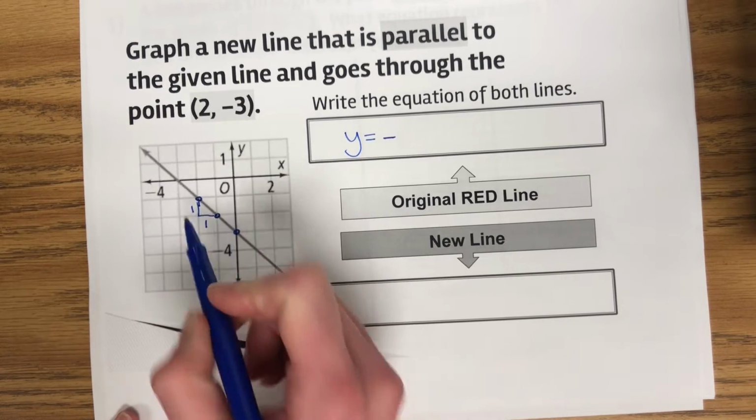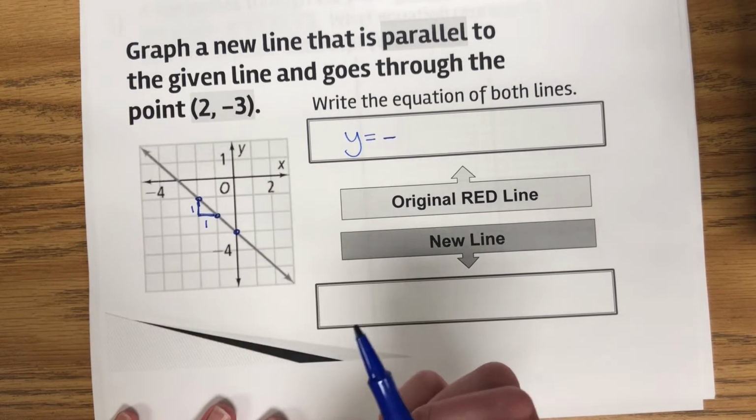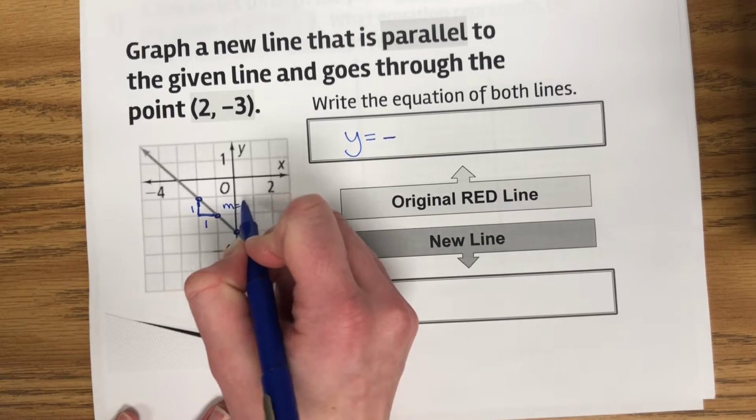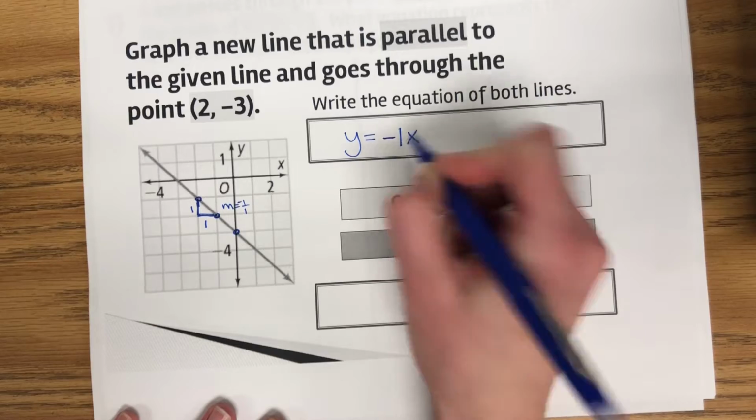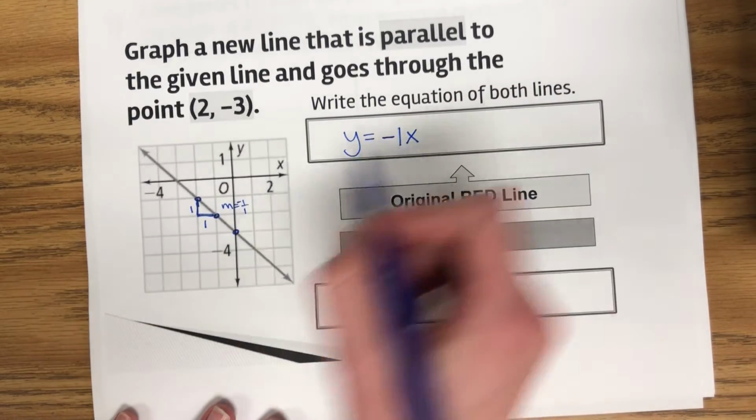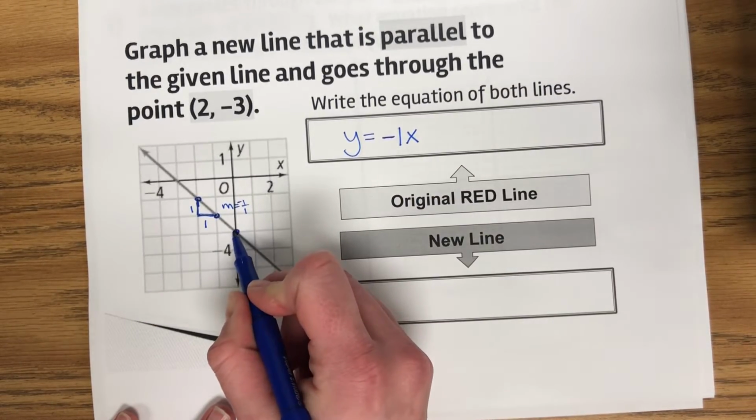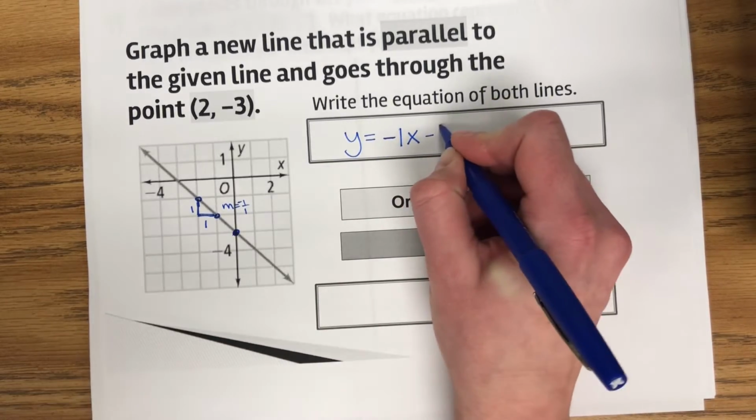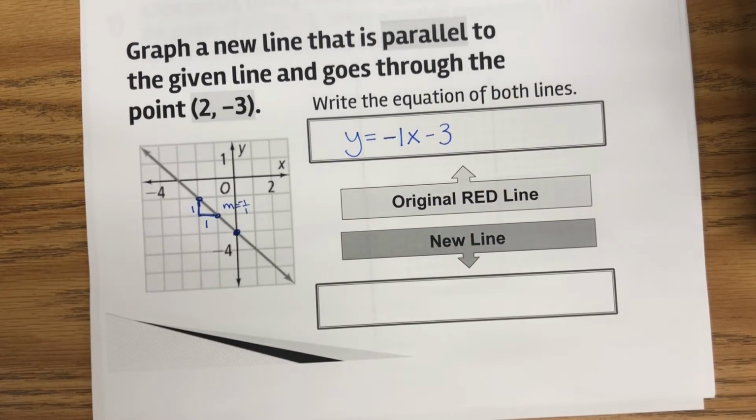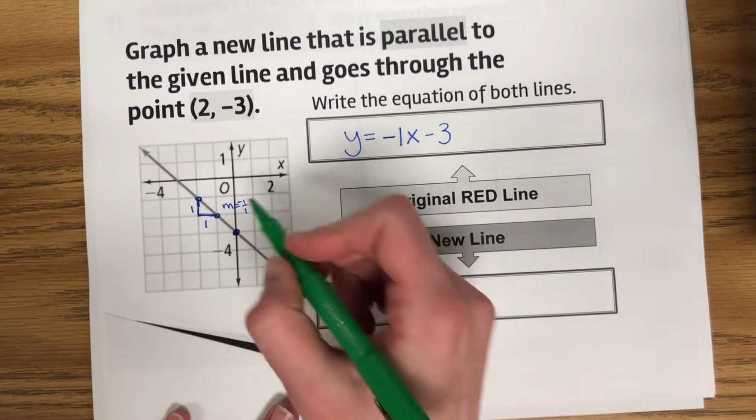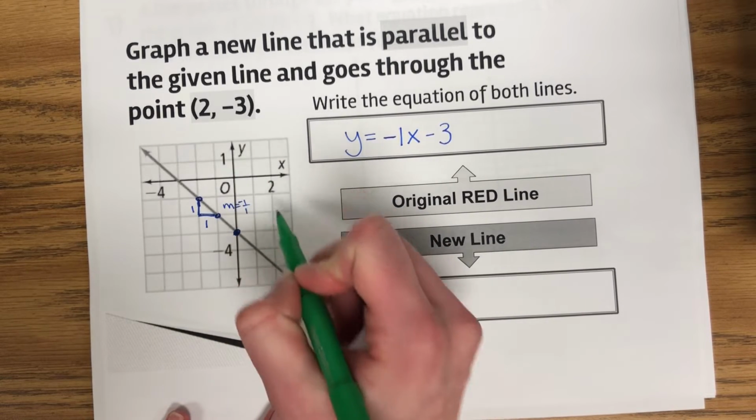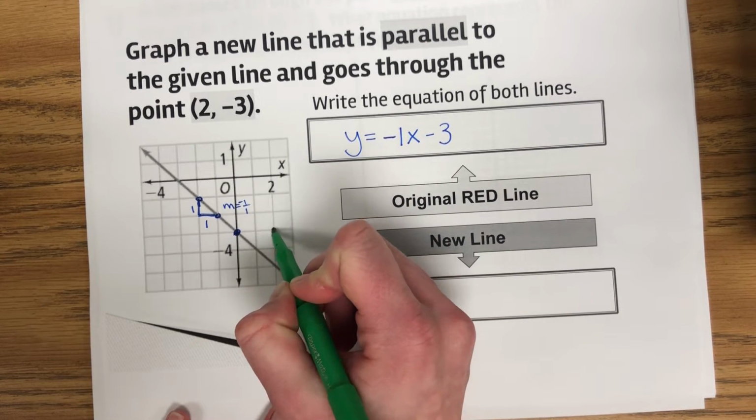I can see that it's going up 1/1 or down 1/1. So my slope is -1/1, which is just -1. And then x, and then we need our plus b, which is our y-intercept of -3. Now that I have that, I can find my new line going through the point 2, -3. Which would be right here.